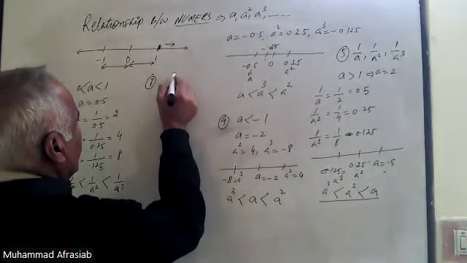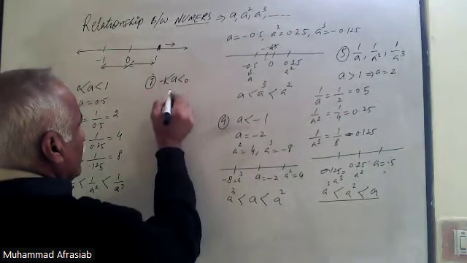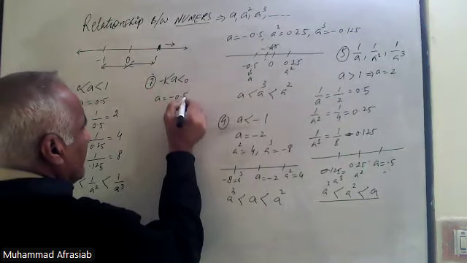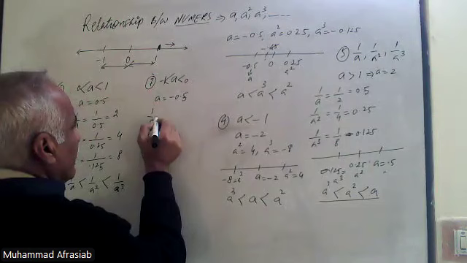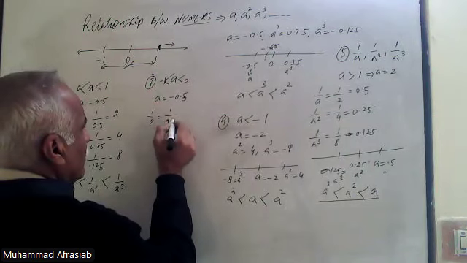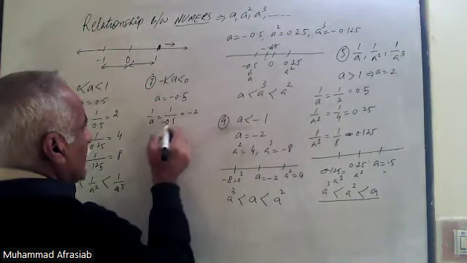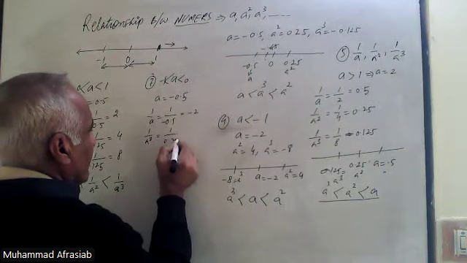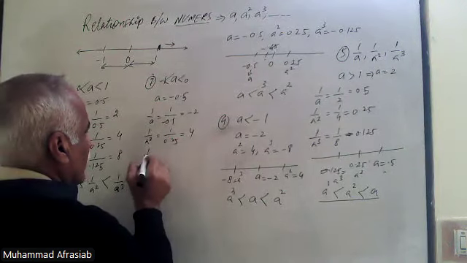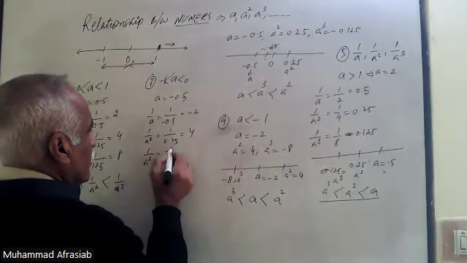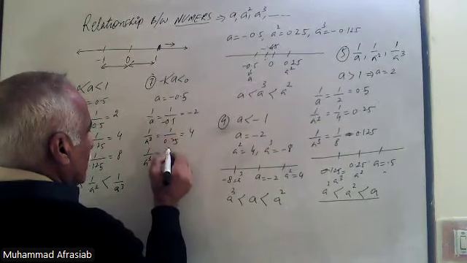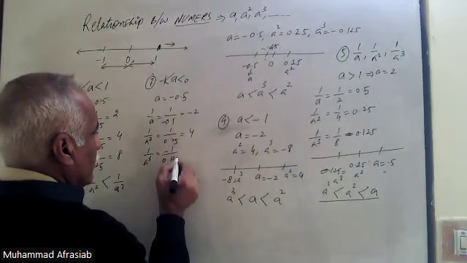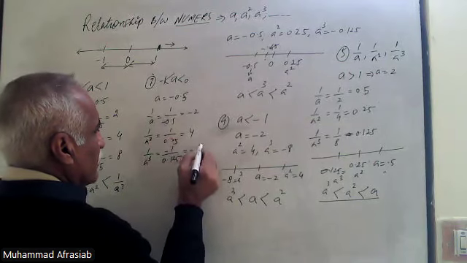if a is going to lie between -1 and 0, let's say a value is equal to -0.5, then 1 over a is equal to 1 over -0.5, which is equal to -2. 1 over a square is equal to 1 over 0.25, which is equal to 4. 1 over a cube is equal to 1 over -0.125, which is equal to -8.